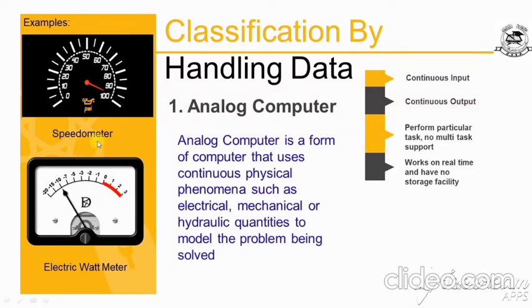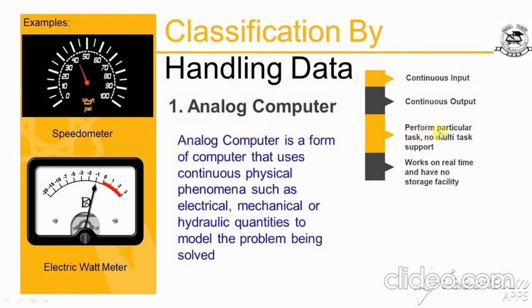You may have seen that speedometer continuously work with the car. When the car is going on, the speedometer will show the speed continuously. When the car is stopped, the speedometer will stop automatically.